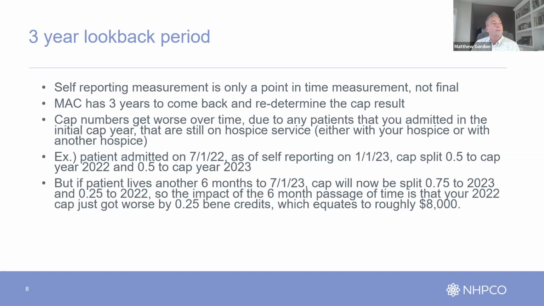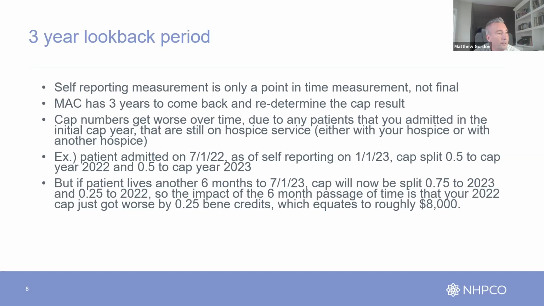All right, so why do the CAP numbers get worse over time? They get worse over time due to patients that you admitted in the initial CAP year that are still on service in subsequent years. So let's try to illustrate that with an example. You admit a patient on July 1st, 2022, okay? And that patient is on service for 6 months. Now you're up to January 1st, 2023, and you're doing your self-reporting, okay?